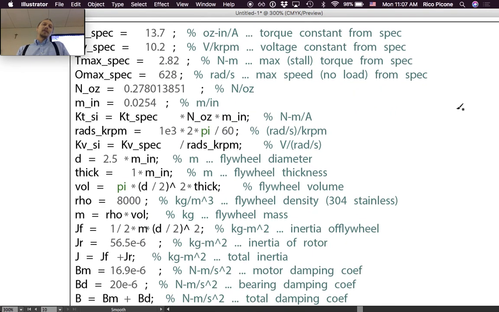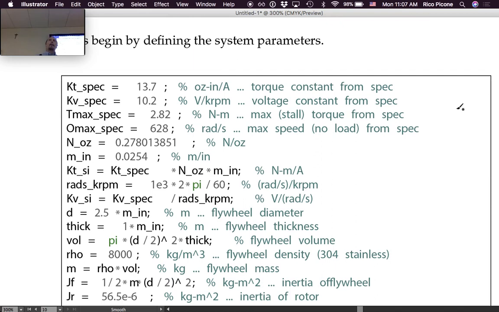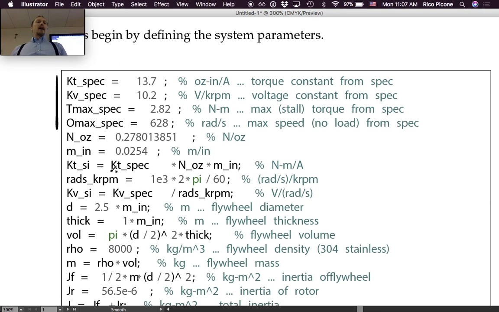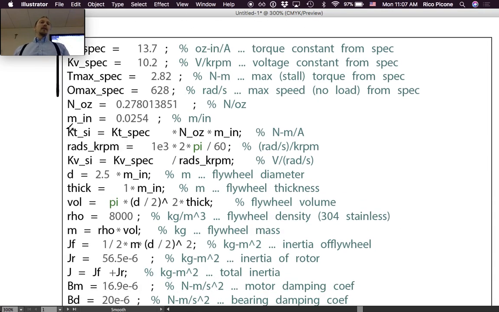So defining some parameters is first up because we're going to use them in the simulation. So some of the spec sheet stuff, so KT, KV, the motor constants, max torque, max angular velocity, in terms of the spec sheet. These are just some unit conversions here. Actually, all this is unit conversion.